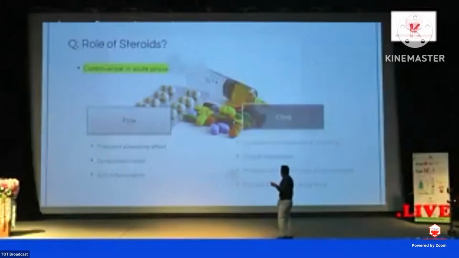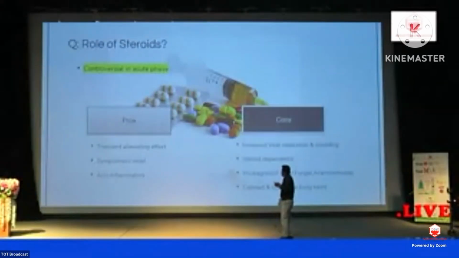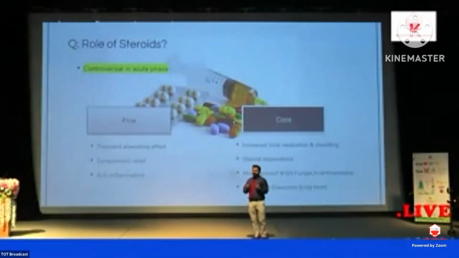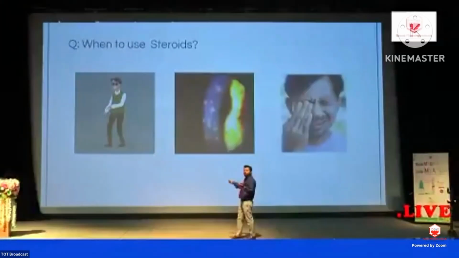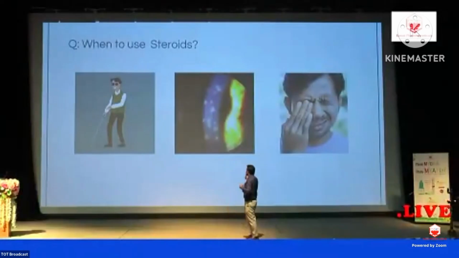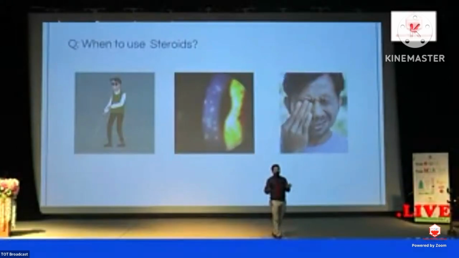Because it causes increased viral replication and shedding, causes steroid dependence, and in case of misdiagnosis, we use steroids when the visual acuity is significantly deteriorated, whenever we are having subepithelial infiltration in the central cornea, or when the patient is extremely symptomatic.